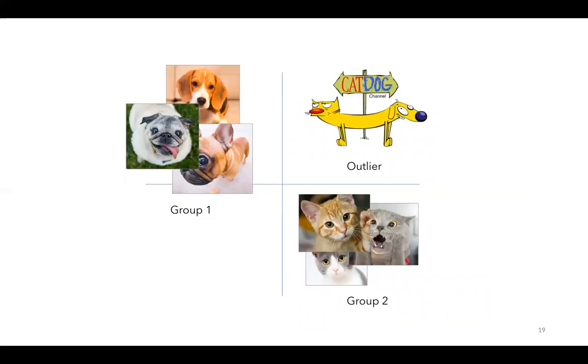Also, if some feature is an outlier, which is neither a cat nor a dog, those features or those genes will come out as outliers because they are not in a group which belongs to a particular pattern.